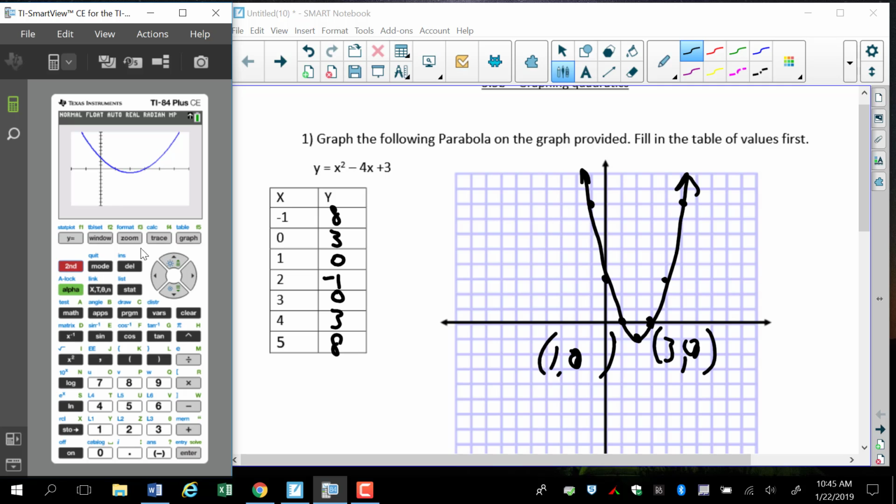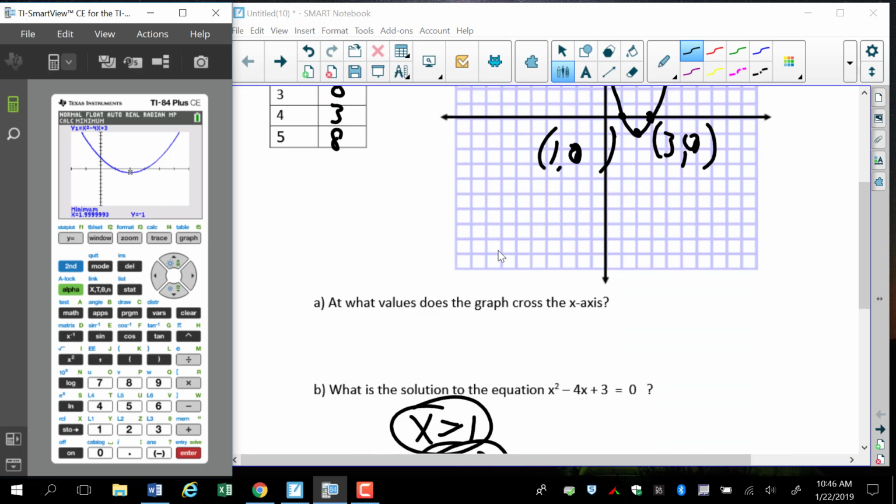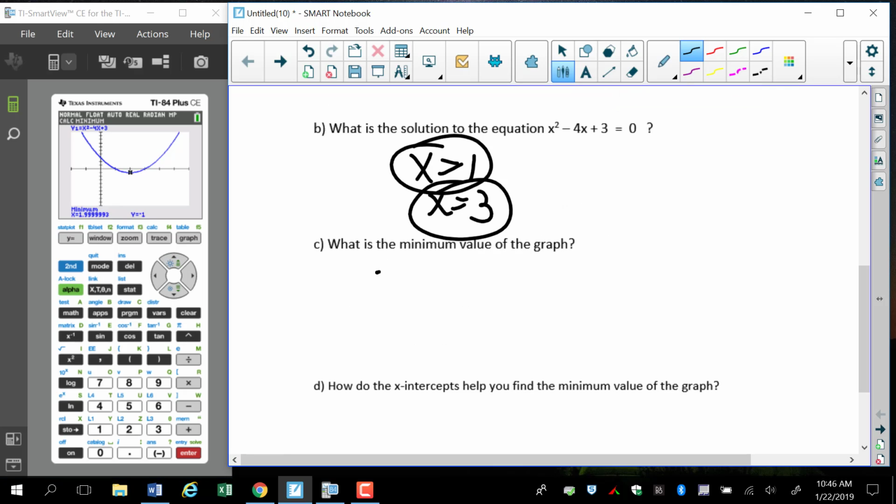So we want to find the minimum value. We're going to go down here for minimum. So again, that's second, calculate, go down to minimum, and let's use our Spider-Man again. Left side, right side. Minimum value is (2, -1). See where it says 1.99999? This is an approximation. The answer is (2, -1), and we can see it right up here. This could be (2, -1).